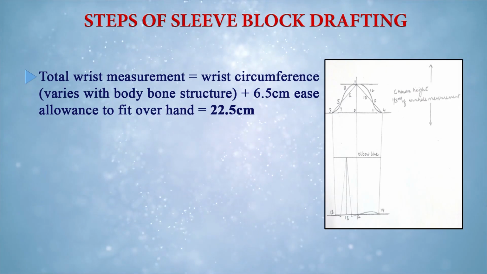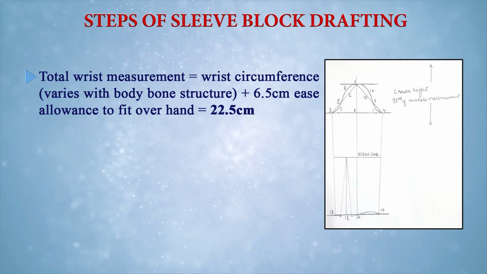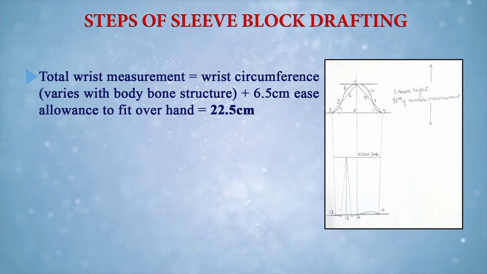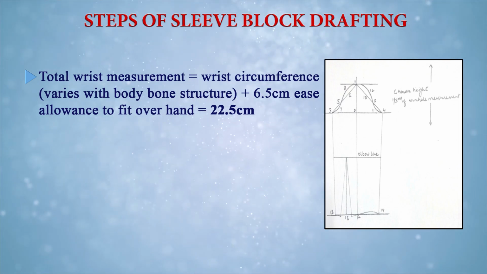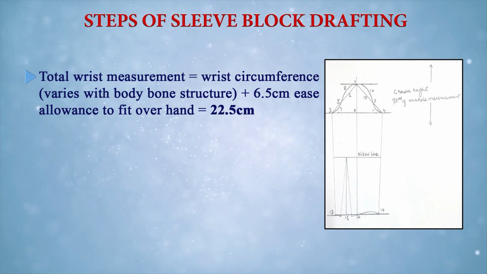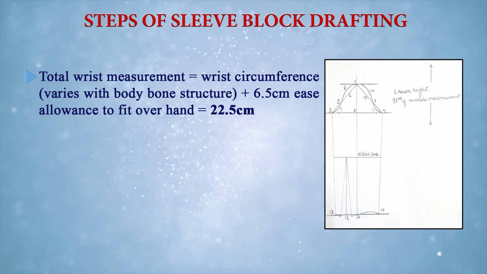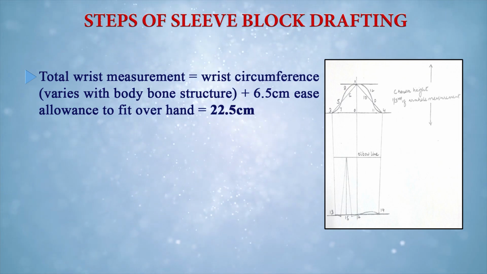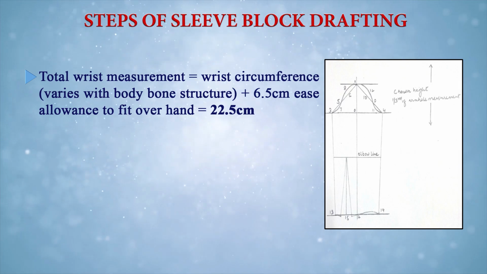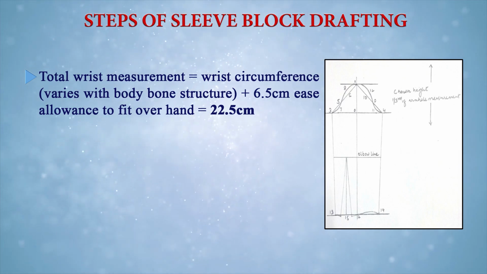So the total wrist measurement is equal to the wrist circumference, which varies according to body bone structure. Then we add 6.5 centimeter of ease or seam allowance to fit the overhand, and the total amount we will be taking for creating a basic sleeve will be 22.5 centimeter.